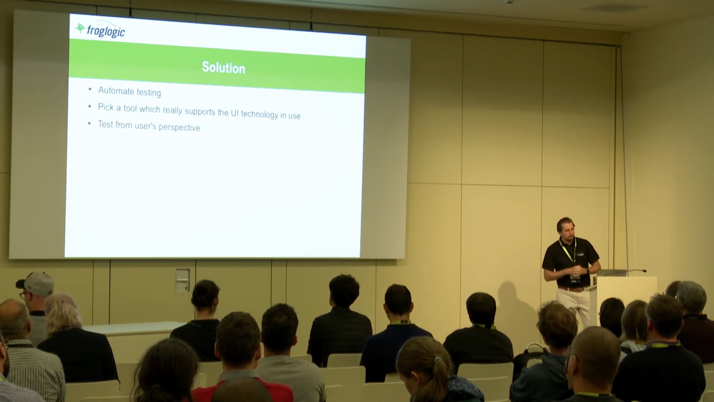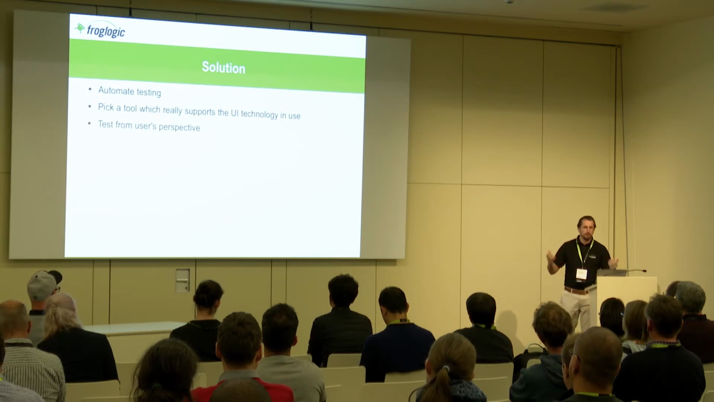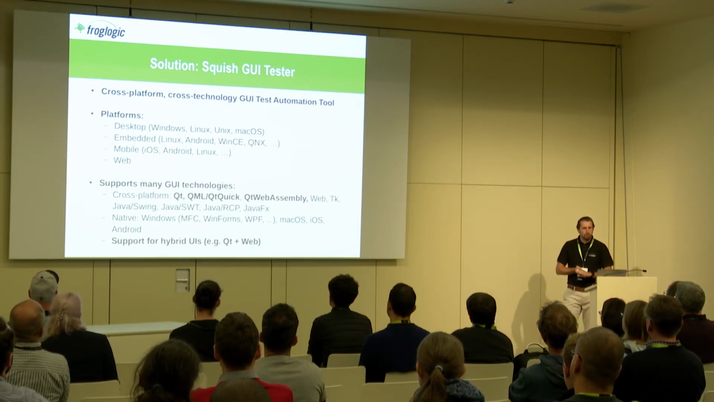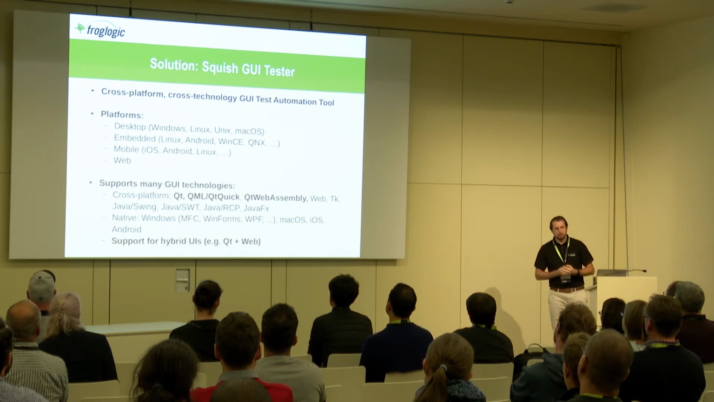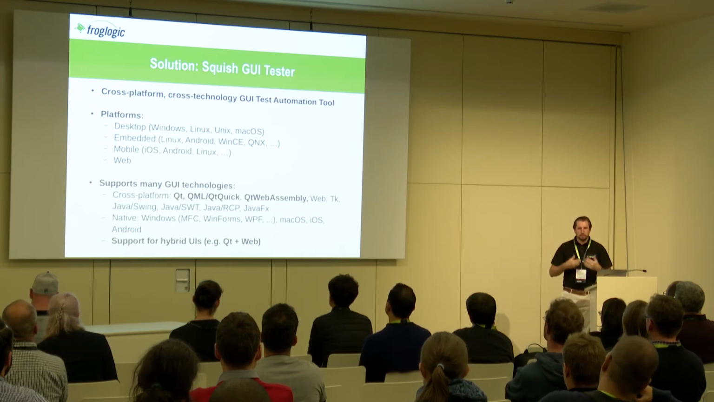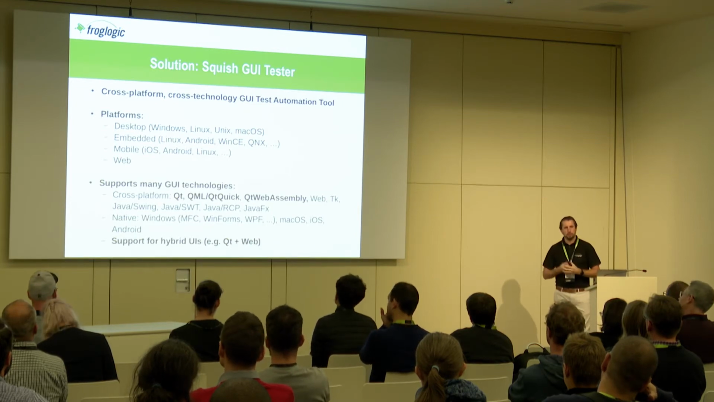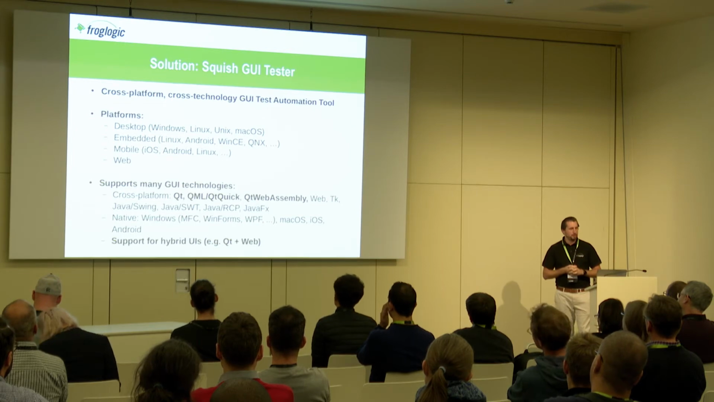And for that, we need to pick a tool which really supports the technology which we're testing. In our case here, it would be Qt. That's why we started in 2003 with the Squish GUI Tester, because we saw that there are several tools in the market which support GUI testing, but none of them really understood the Qt library. None of them could really identify objects well. So that's why we started developing Squish back then.